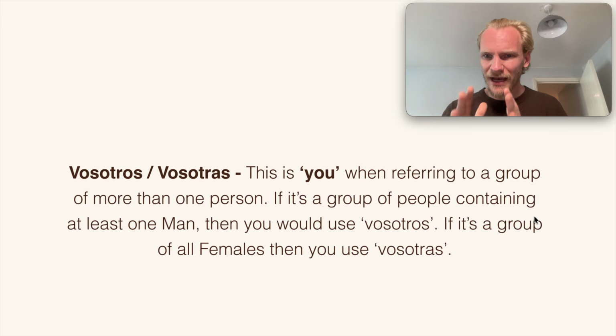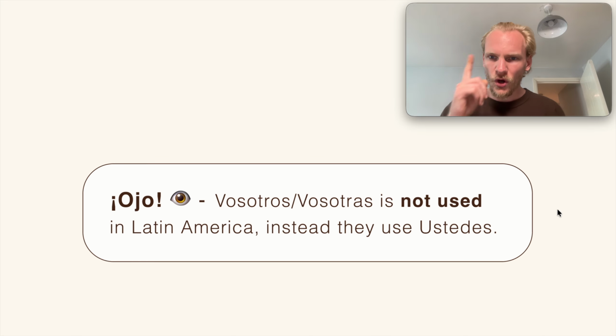So whenever there's a man present, you're going to use vosotros. If it's an entire group of women, you're going to use vosotras. So if it's a group of women, vosotras. But if there's one man in the group, you're going to use vosotros. Another ojo. Ojo means careful, watch out.